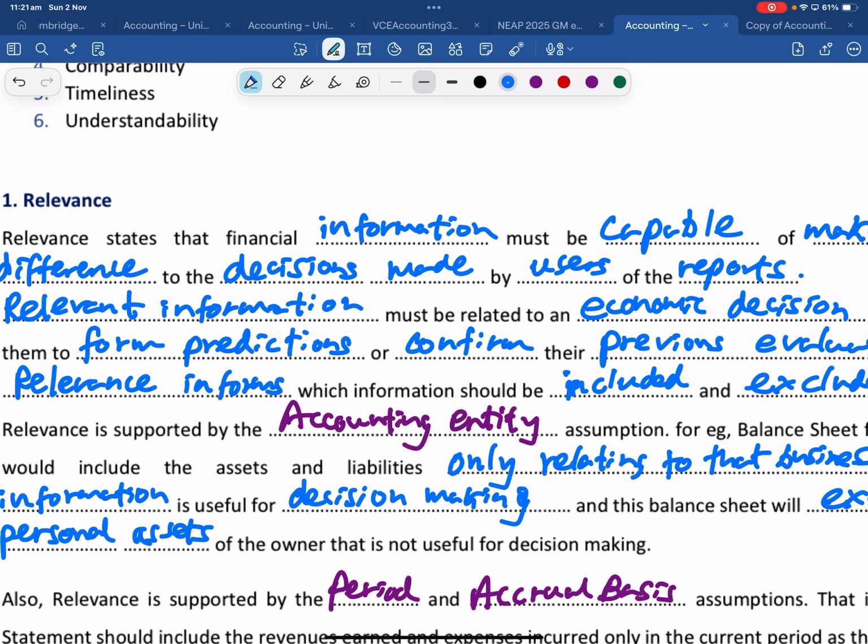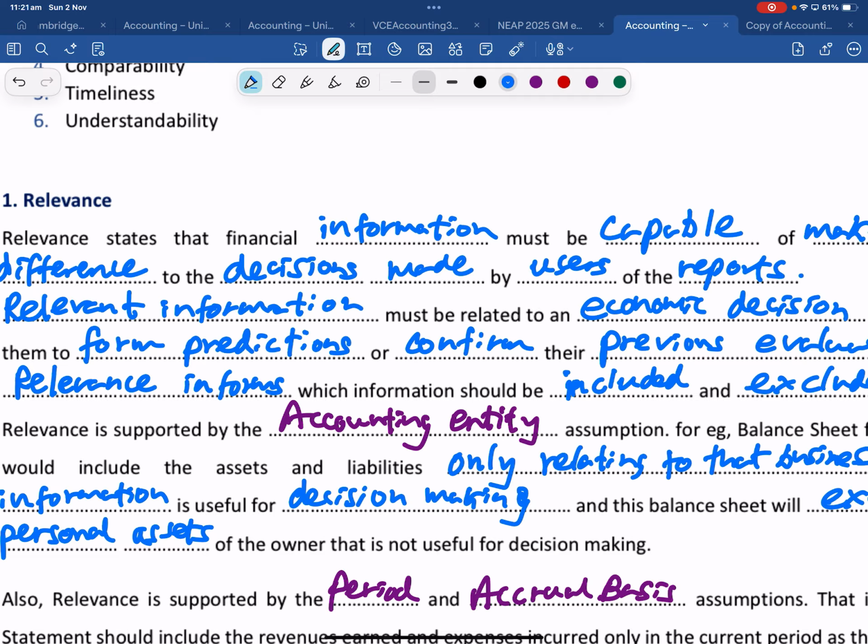So then they can form predictions, they can assume some things, or they can confirm their previous evaluations. Let's say he didn't know anything about our business, then by looking at the information, he will get an idea: this is a good one, or this is a bad one. On the other hand, if he had thought about what the business looks like, then he will confirm that previous evaluation, right? So basically, that's the story.